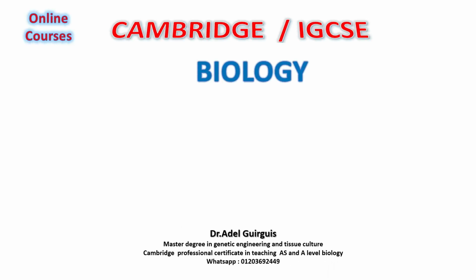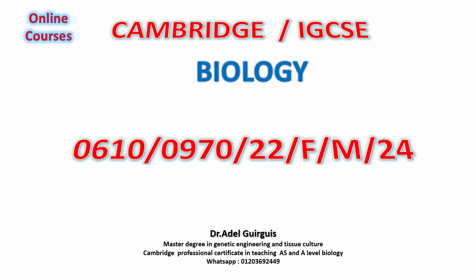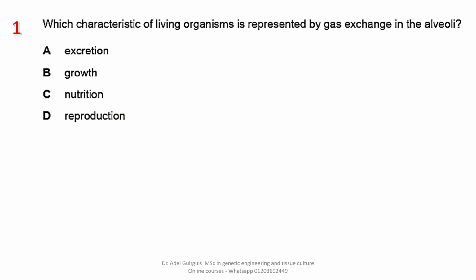In this video we are going to revise and solve paper 22 February March 24. Let's start. Number 1. Which characteristic of living organism is represented by gas exchange in the alveoli? Letter A, excretion, B, growth, C, nutrition, D, reproduction.